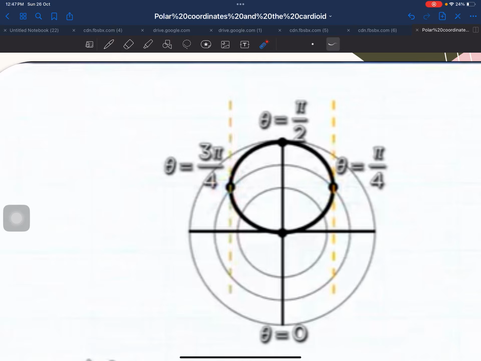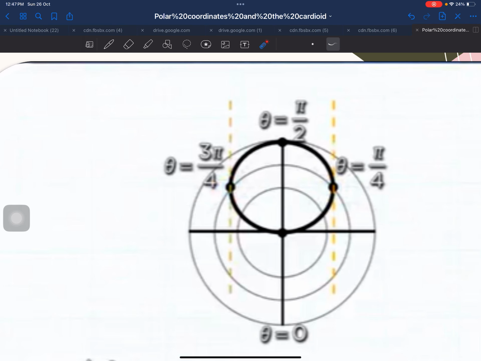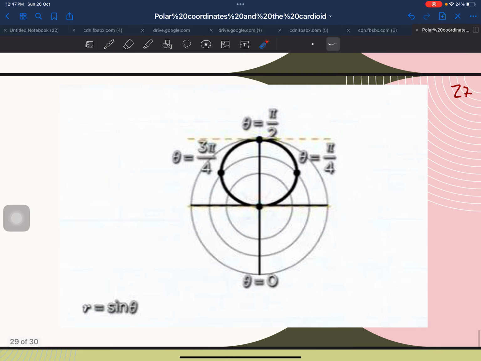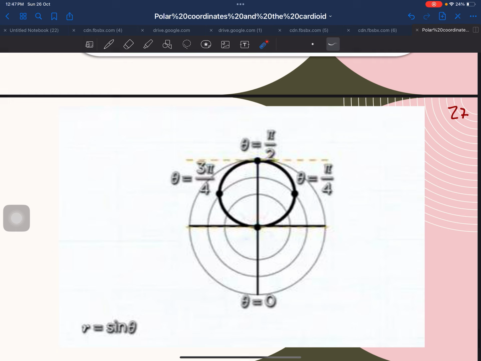So, this one is a circle. Okay? This is a circle. And those are the vertical tangents to the circle. And at 0 and pi over 2, these are the horizontal tangents. So, let's do dy now.